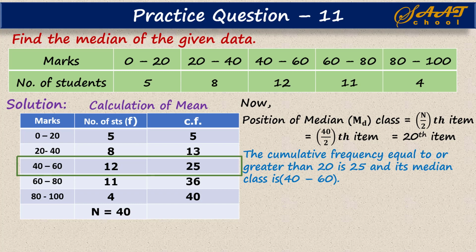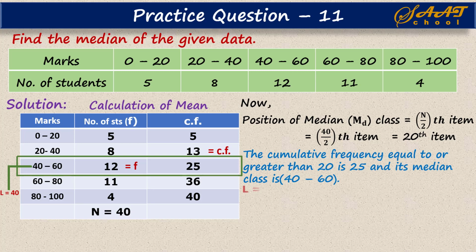The median class is 40 to 60, where 40 represents the lower limit. Similarly, 12 is the frequency, and to get the cumulative frequency, we look at the pre-median class. Here the pre-median class is 20 to 40, and its corresponding CF is 13. This is a point to remember again: frequency is from the corresponding class of the median, and cumulative frequency is from the pre-median class.